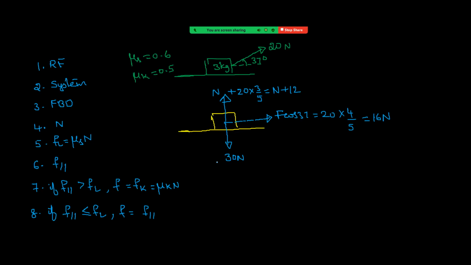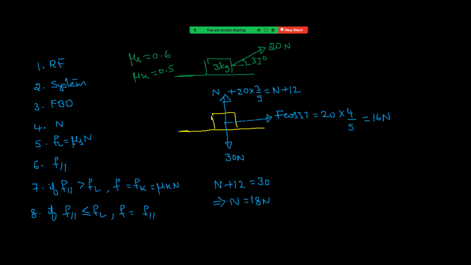Okay. Now here, block has no motion along vertical. Therefore, along vertical, net force must be equal to 0. So I am writing here, along vertical, N plus 12 should be balanced by mg. From this, we can write normal reaction is equal to 30 minus 12. That is equal to how much? It is 18, right? 18 Newton. So we got normal reaction.